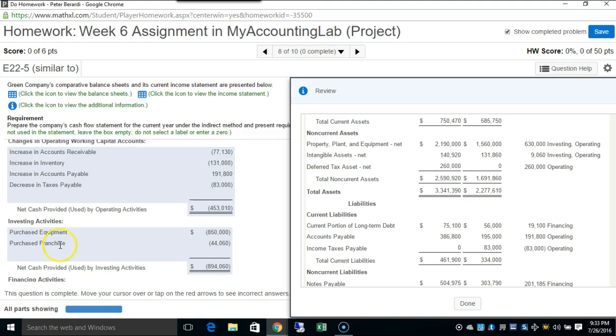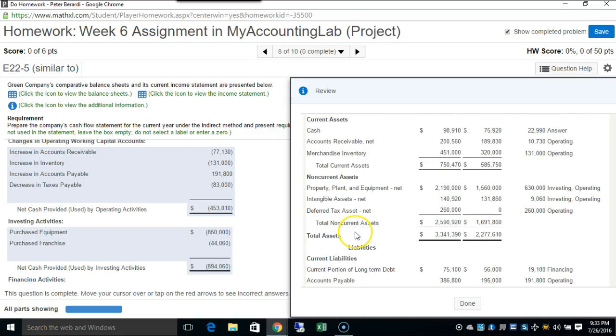Now, your purchased franchise is going to be tricky. This is how you go about getting the purchased franchise. You literally have to go to a T account format, and you're going to be working with this section right here, intangible net. So your intangible net is essentially your franchise.